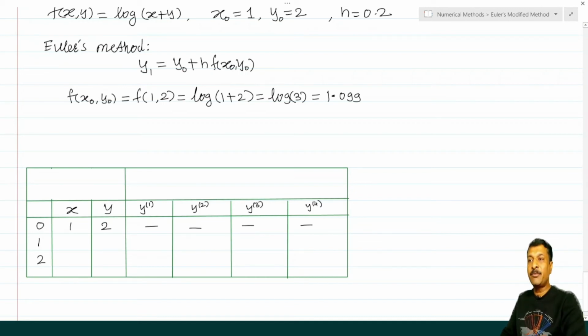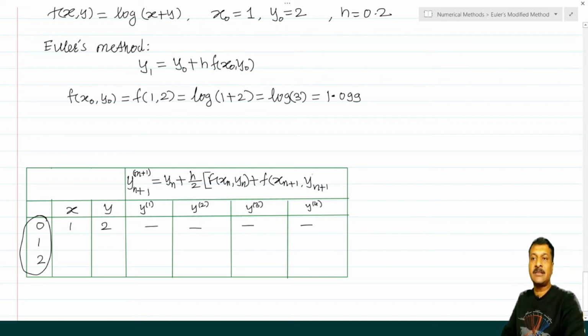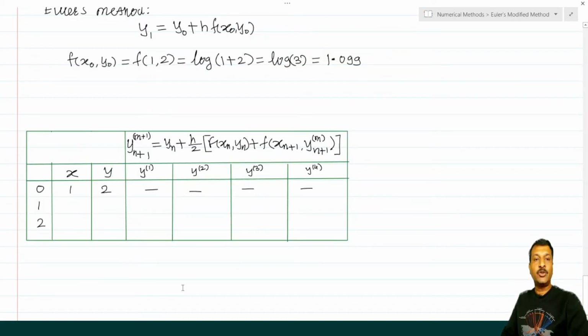And what is this improvement formula? Normally the suffix is n plus 1. Note that these are the suffixes and these are the positions, meaning here the position is n plus 1. That is equal to the last value yn plus h times the average of the last f of xn yn and f of the new value, that is xn plus 1 and yn plus 1, with the last improved value. So you should know how to make this table. It will be very easy.